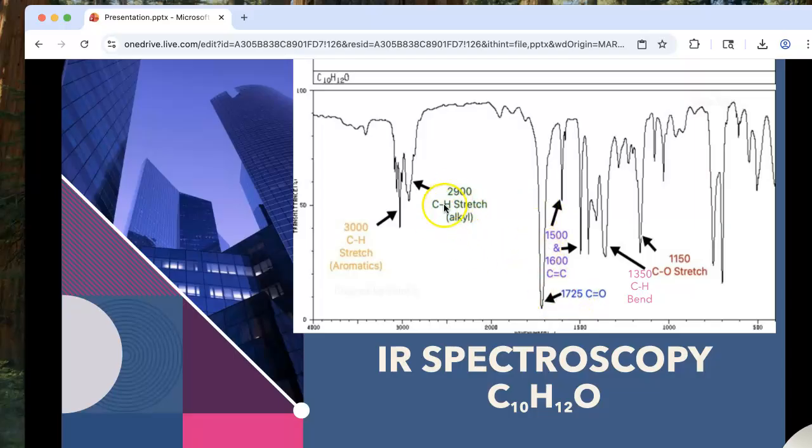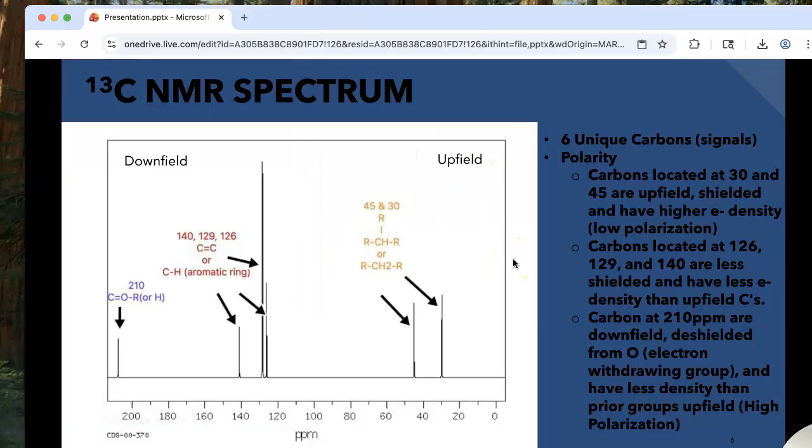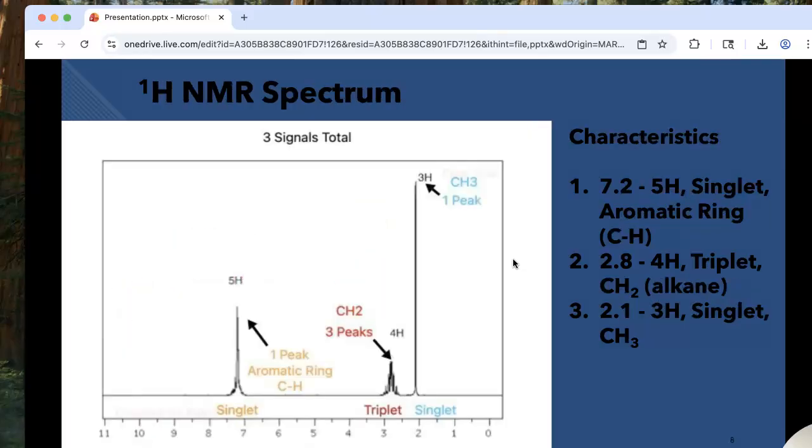Here's those CH stretching for the CH2 groups that I'll go back to. And here's the CH stretch at 3000 for the aromatic ring. This could be potential CH bending, maybe not a CO stretch. And then here could be the C-C bonds in the aromatic ring, as well as the C=O bond at 1725. This shows the 6 unique carbons, which we can go back to on the diagram. I just wanted to rewind to kind of refresh the memory.